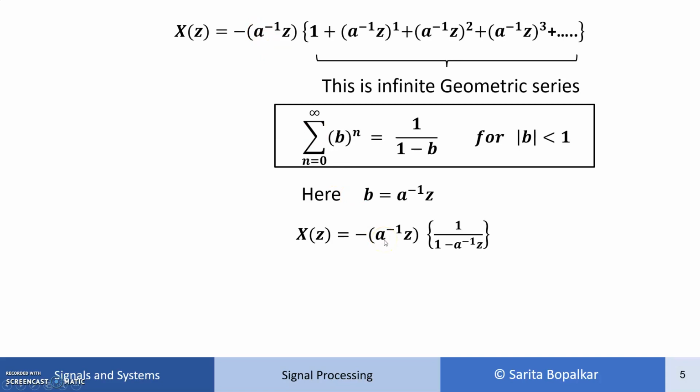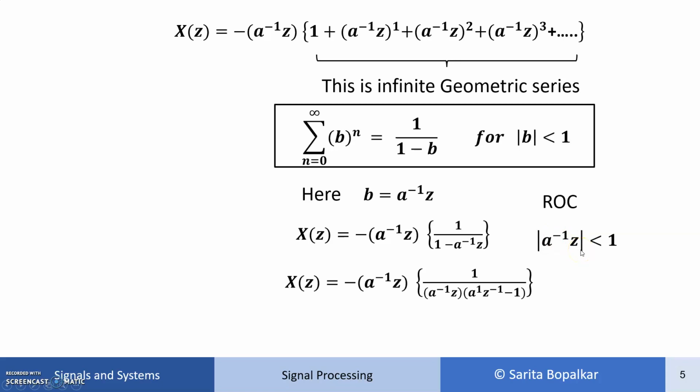Now how to solve this? Mod b is less than 1, where b is a raised to minus 1 z. Now let's solve this. Here I will take a raised to minus 1 z common, so that a raised to minus 1 z is common, and this becomes a raised to 1 z raised to minus 1 minus 1 after taking this common, and this we can cancel.